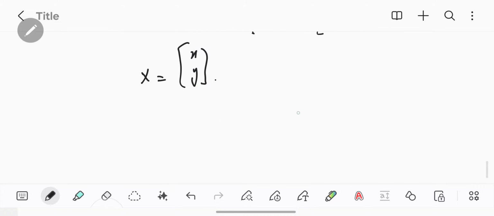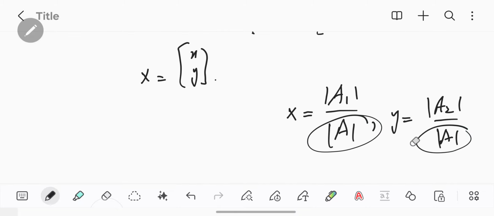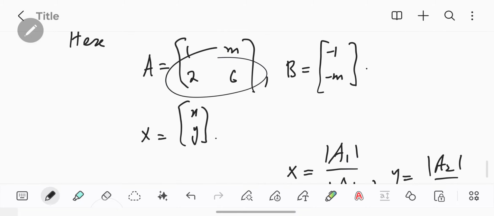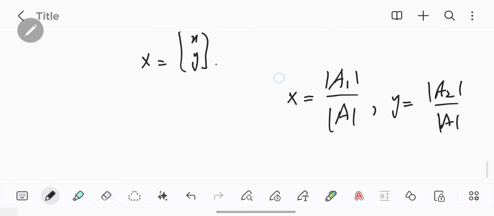Using Cramer's rule, we can solve it because x is equal to the determinant of A1 over the determinant of A, and y is equal to the determinant of A2 over the determinant of A. So we will find the determinant of the matrix A, and then we will find the determinant of A1, and then we will find the determinant of A2.